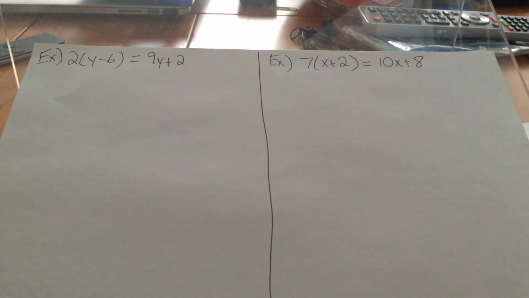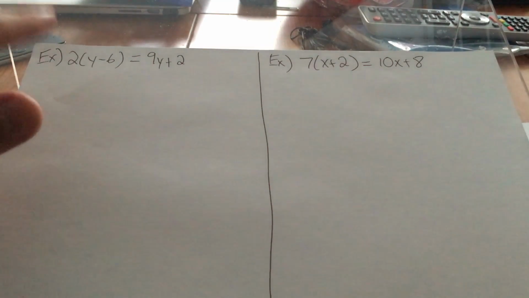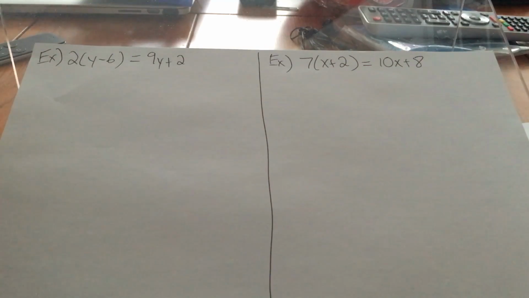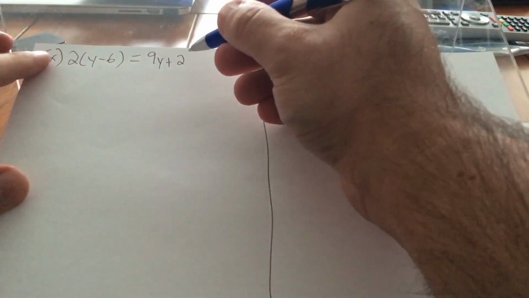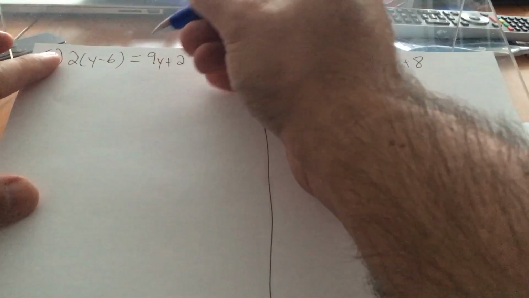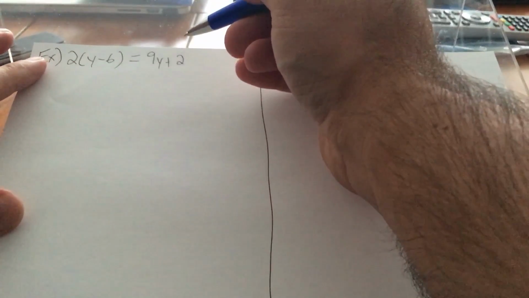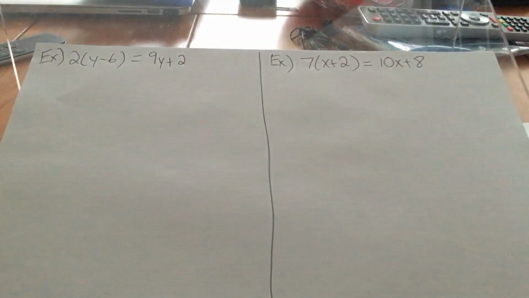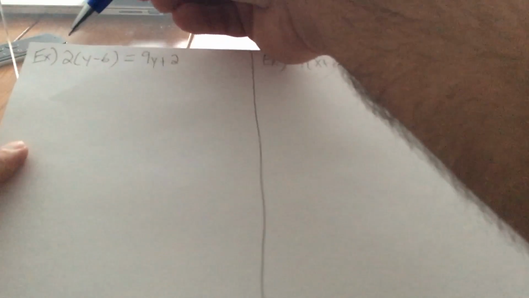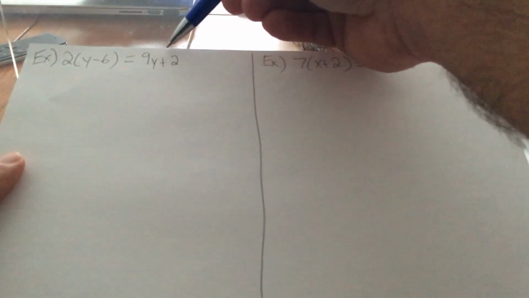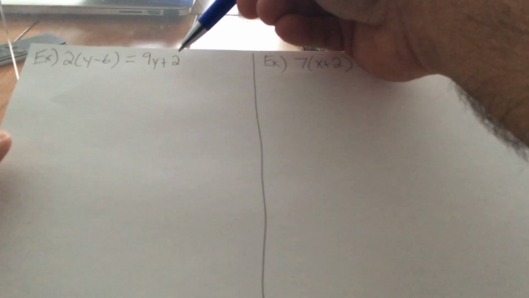Okay, so we're looking at examples of multi-step equations. So let's look at this first example. We've got 2 times the quantity y minus 6 is equal to 9y plus 2. Remember, if we go through our little list of things we need to get rid of, let's start with fractions or exponents. In this particular problem, there are none here. So you can leave that, skip that step.